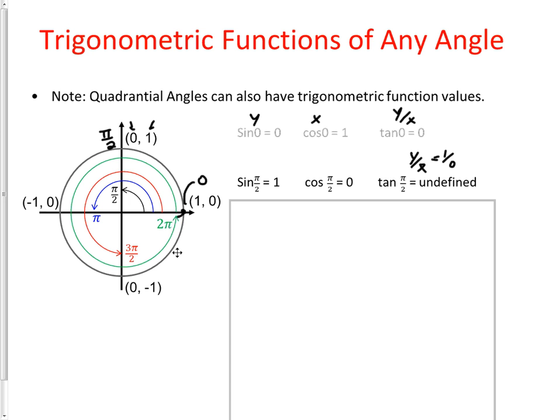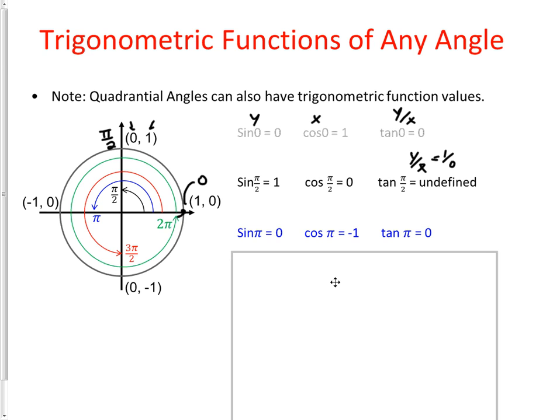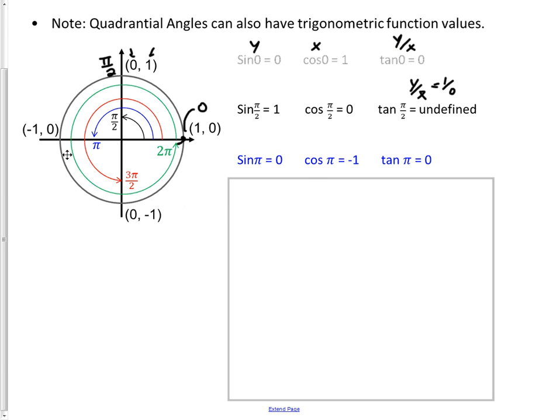Now, it turns out that anytime we're on the horizontal axis, like, for example, at pi, which is the next one right here, we see that cosine is -1. But sine is 0. That's like our sine of pi is 0, just like sine of 0 was 0. And tangent of pi will also be 0.